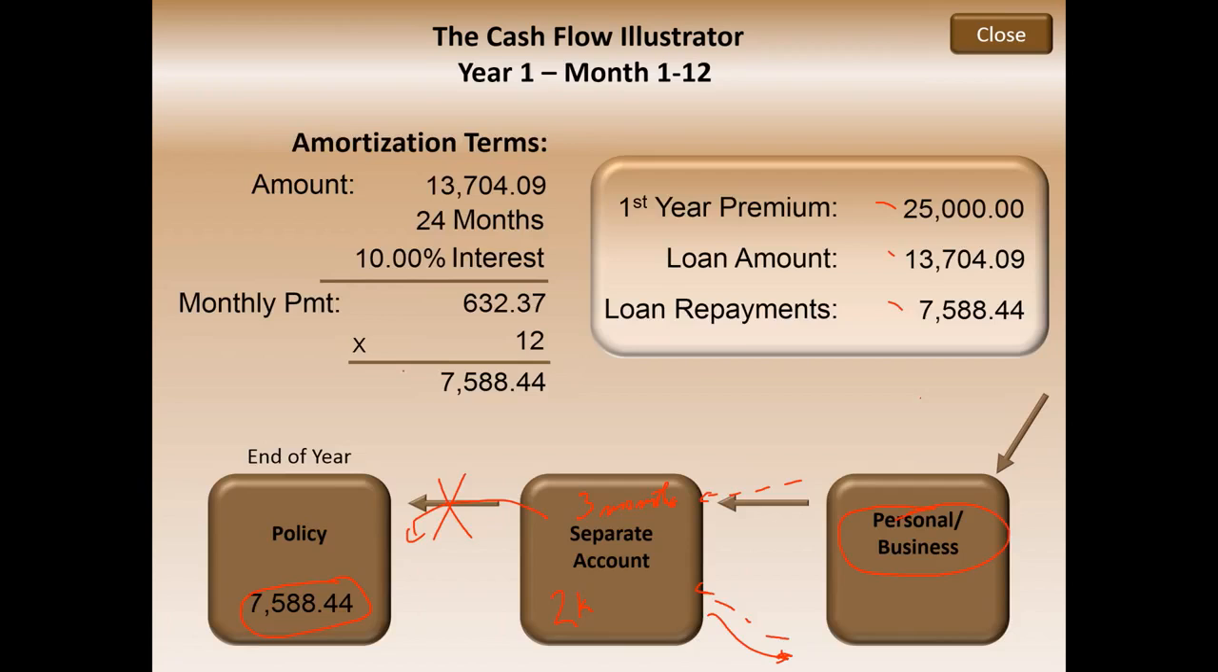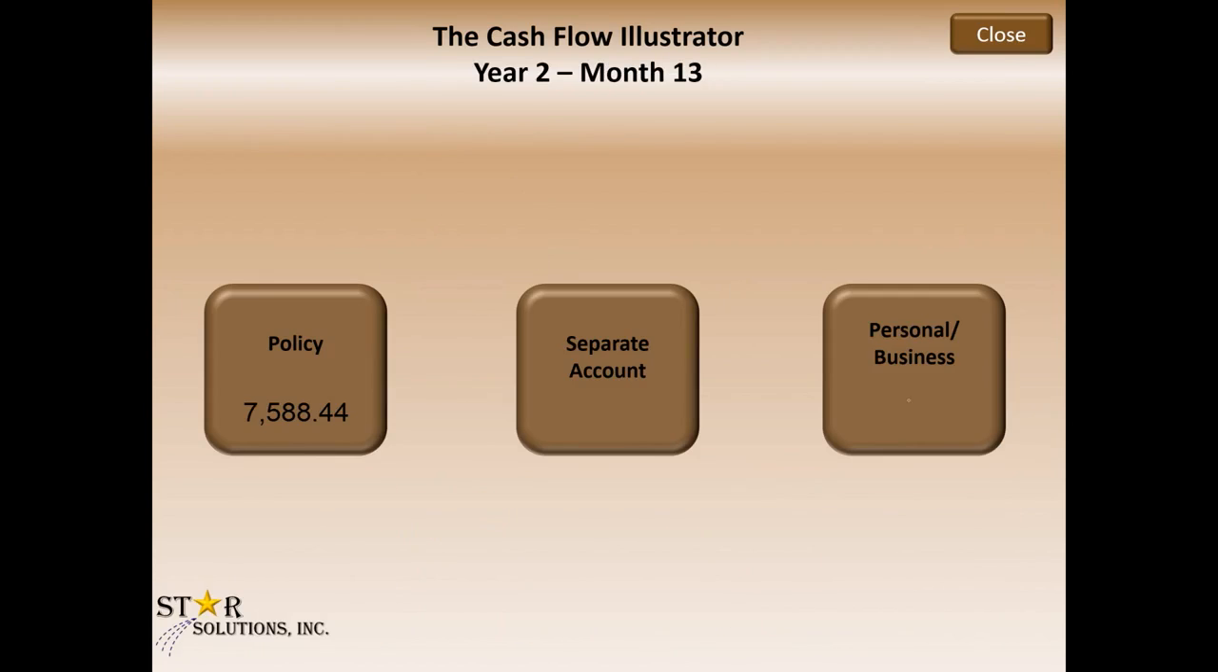$7,600. So then we go to year two, and we already have the $7,500 in here from the repayments last year. So we pay another premium, and that increases our cash value by 13,000. So we add those two together. Now we have 21 available to borrow out.